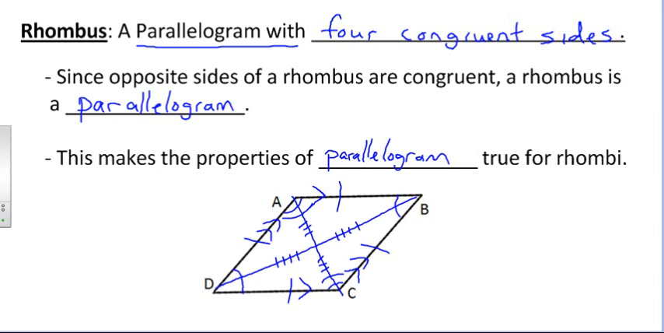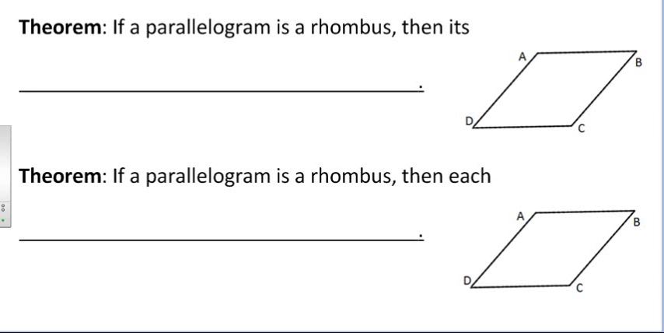Well, there are a few other properties which are unique to a rhombus itself. If a parallelogram is a rhombus, then its diagonals are perpendicular. So that is a property that is unique to a rhombus. So that's not true for all parallelograms, and that's not true for rectangles, just ones that are a rhombus.